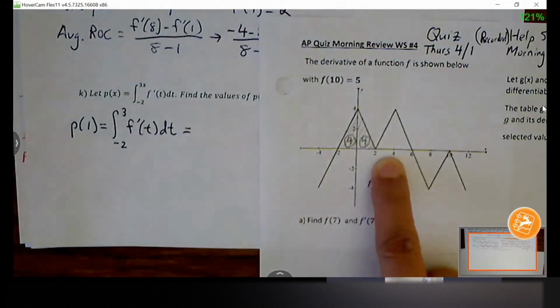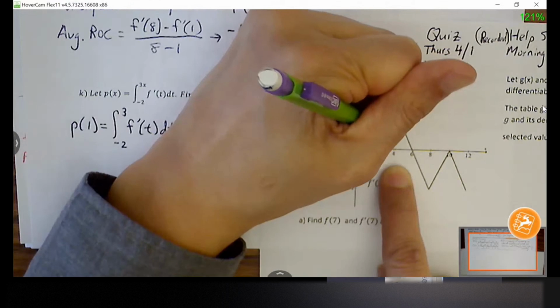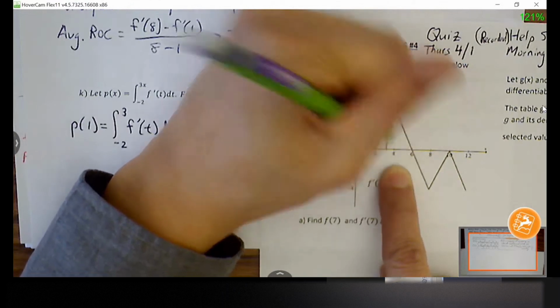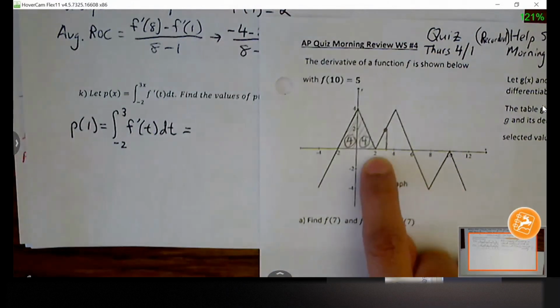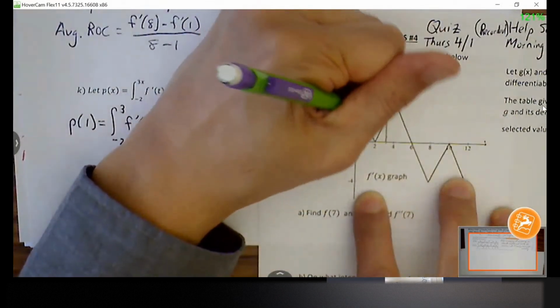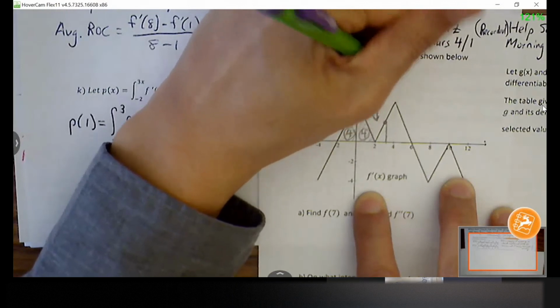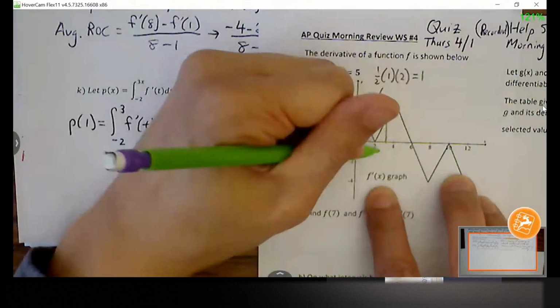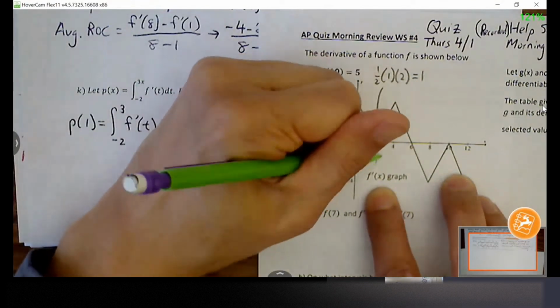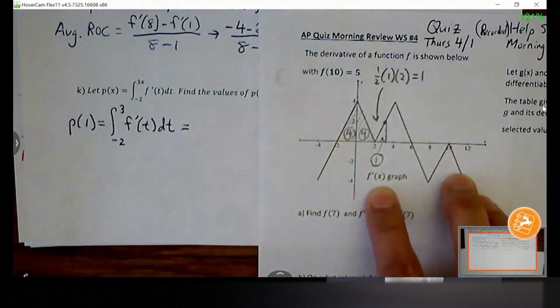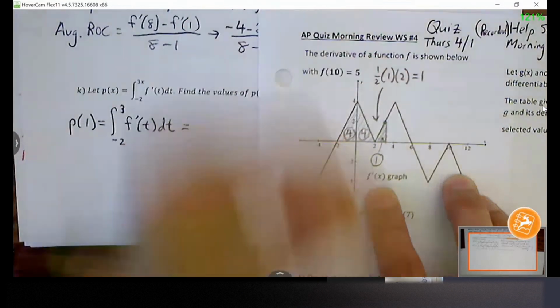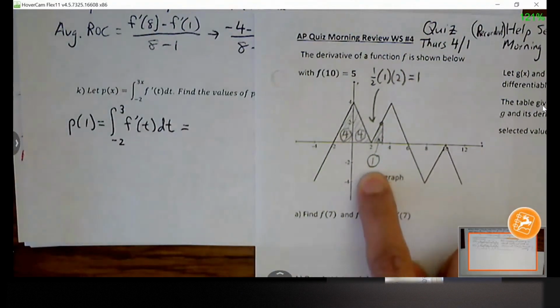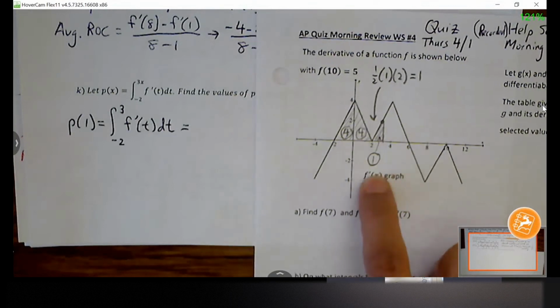But we're just finding the area here up to 3. So it's just going to be this little triangle here. So 1/2 base times height, 1/2 1 times 2. That's just equal to 1. So this little portion is just equal to 1. All right, you guys good with that? Yep. Okay, 4 plus 4 plus 1 is 9.